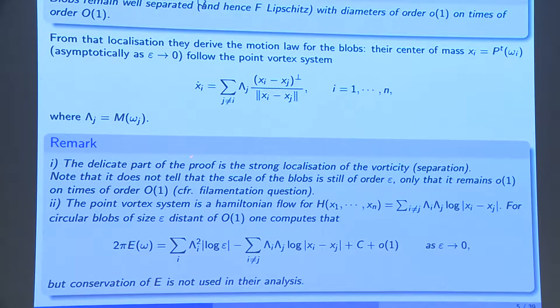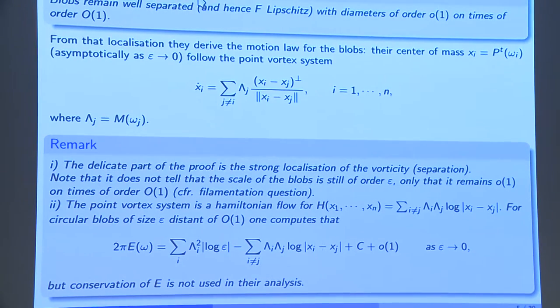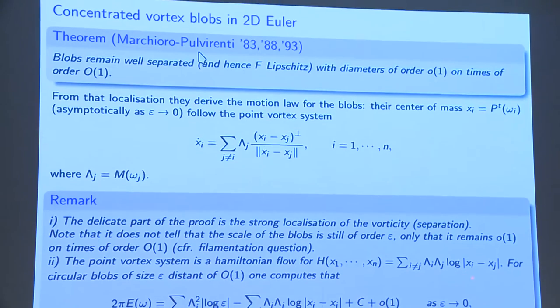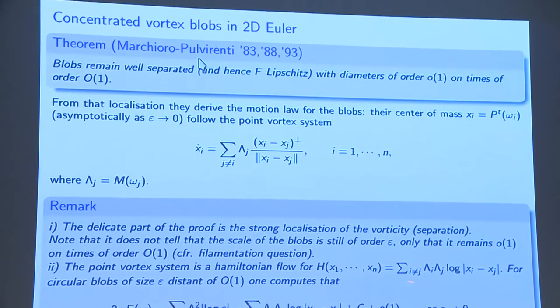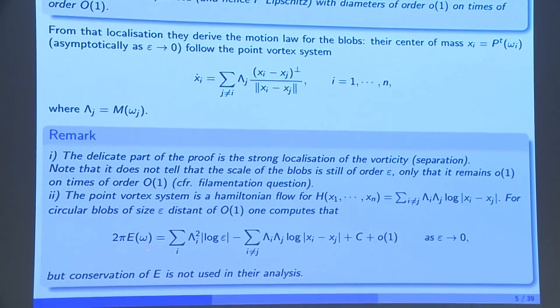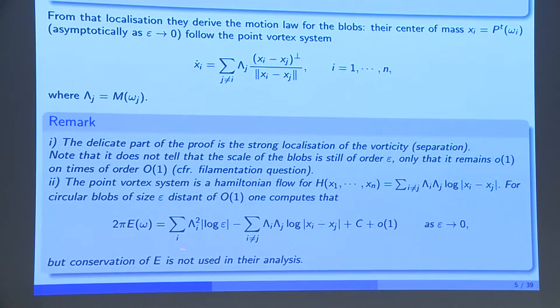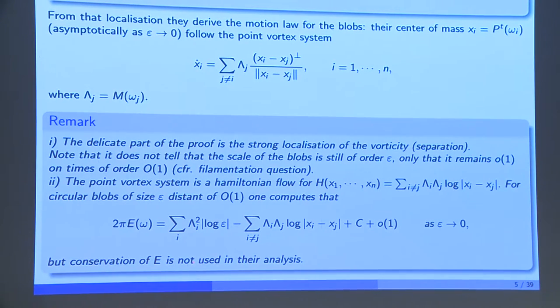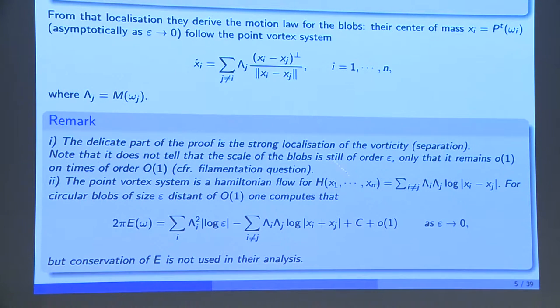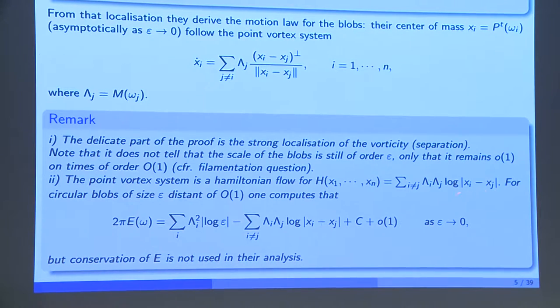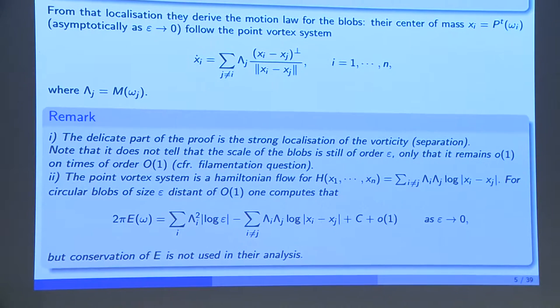Okay, this is what I noted there. This system is a Hamiltonian, the Kirchhoff Hamiltonian, which I wrote there, and of course it has to do with the Euler energy of such configurations. The reason why I wrote it here was that the Hamiltonian of the point vortex systems only depends on the relative positions of the patches with each other. So xi is the center of mass of the patch i, and xj is the center of mass of the patch j, and they are small. So at the limit, you consider them only as points.